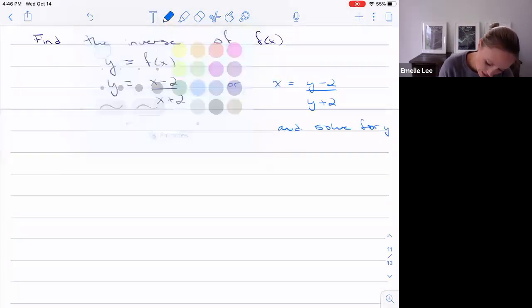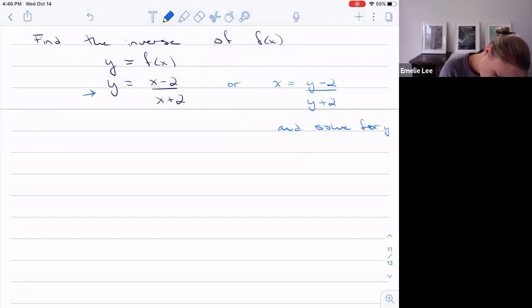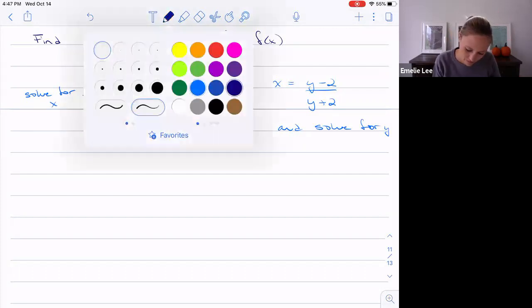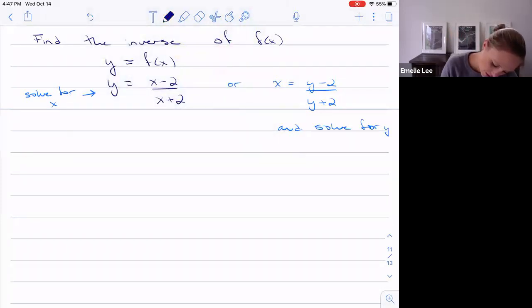Right, or here, solve for x. Hopefully you can see that these two are doing the same thing. It's just how do you like to work? Do you like solving for x or do you like solving for y? Doesn't matter. I'll stick to this one. Doesn't matter. Can try them both.